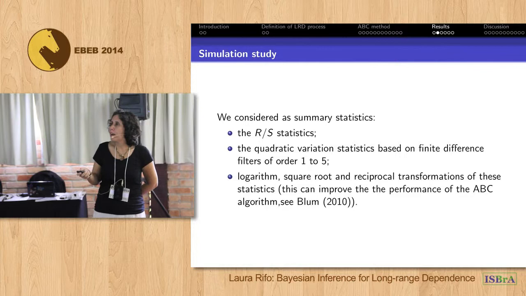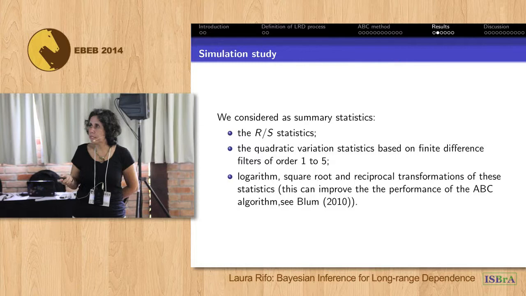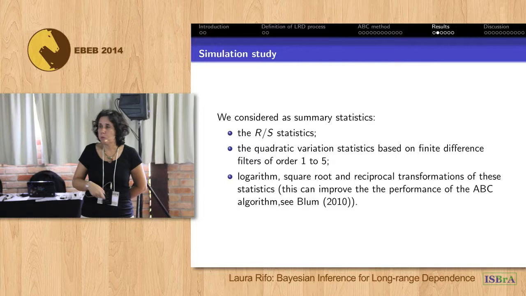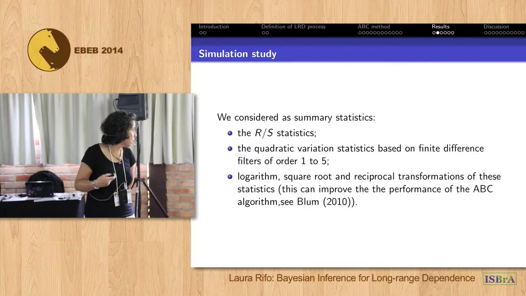For the ABC of minimal entropy, we consider this set of statistics: the RS, the quadratic variation applying a filter of order 1 to 5, and several transformations of those statistics, logarithms, squares.